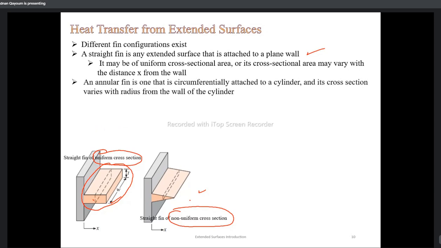Okay. So you can have annular fins. You can have annular fins, which are put on a cylinder, in circumferential directions. And uska bhi cross-sectional area na varies with the radius. So I'll just give an example. So this is a cylinder. On it you are having annular fins, and the cross-sectional area varies as you move in the radial direction.